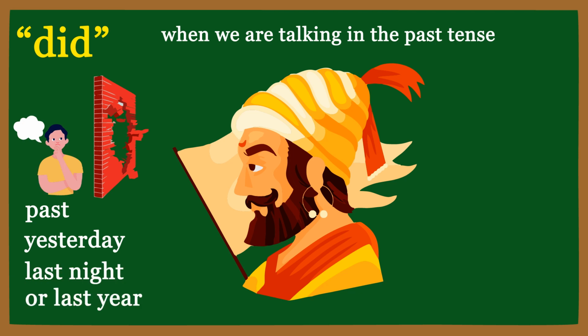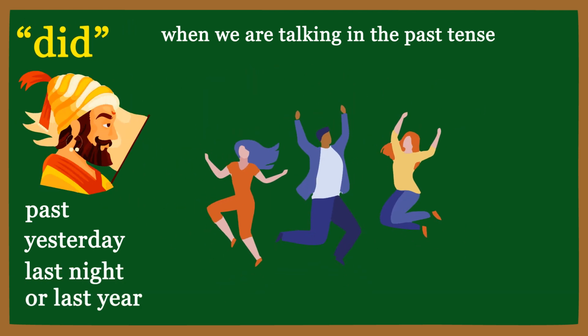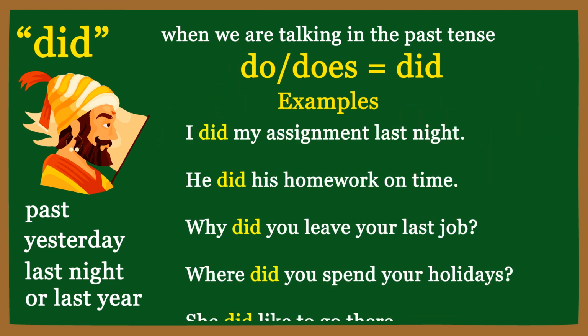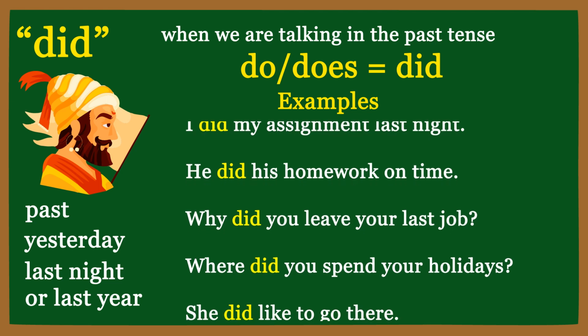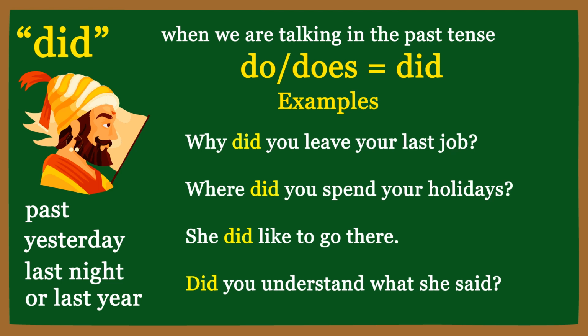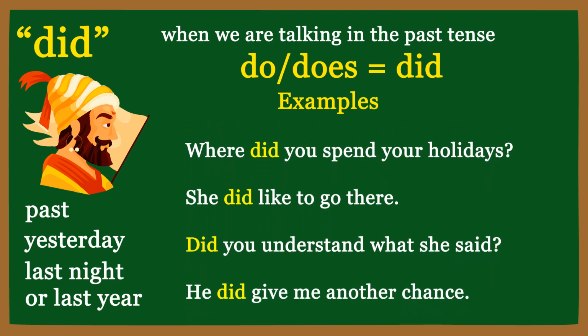Then we use the verb did, and it becomes very simple because both do and does convert to did. Let's take some examples. I did my assignment last night. He did his homework on time. Why did you leave your last job? Where did you spend your holidays? She did like to go there.